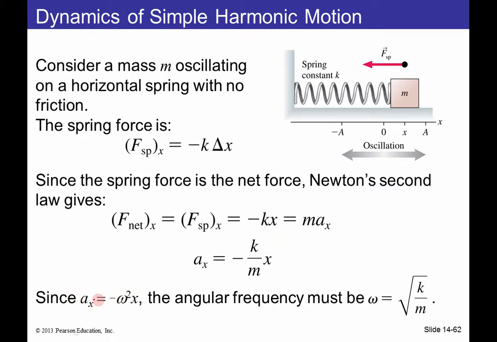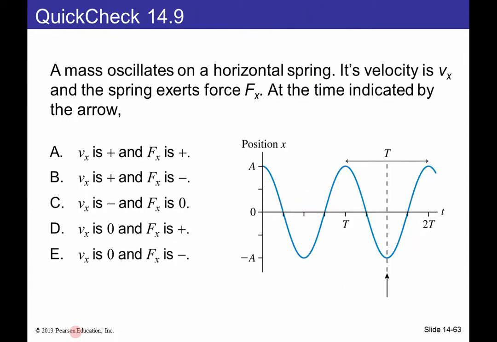From the previous slide, you remember that a was also minus omega squared x. Comparing these quantities, we come to the conclusion that omega is the square root of k over m. We already saw this when we looked at energy, and it is the same equation that we had there.